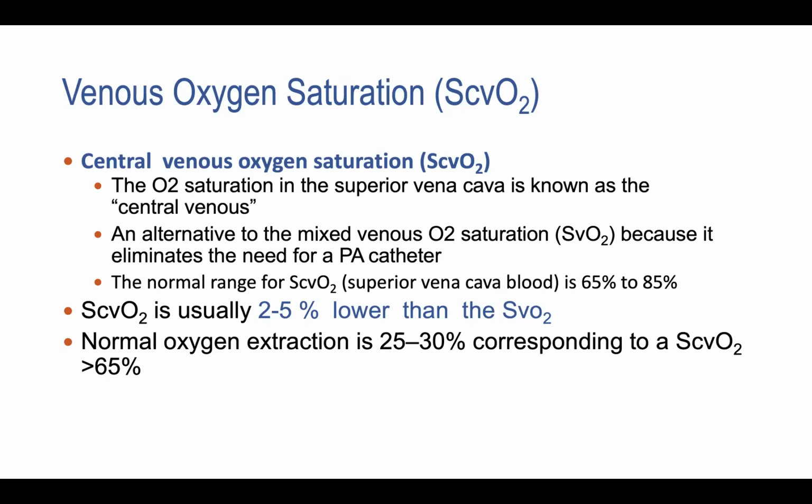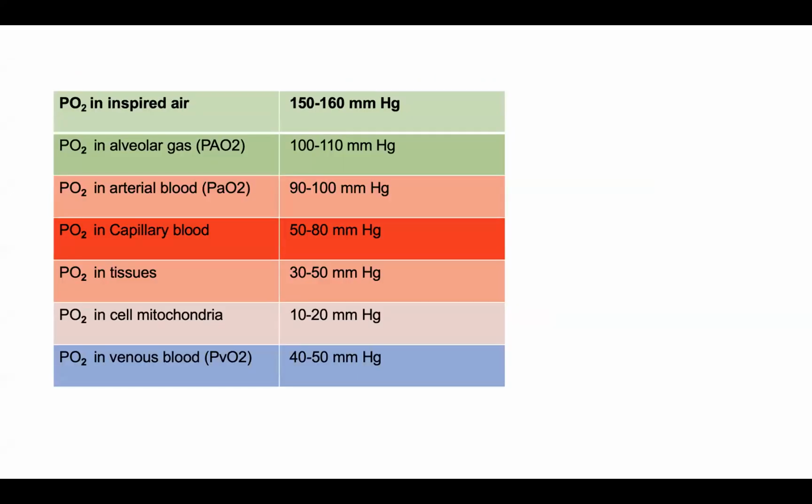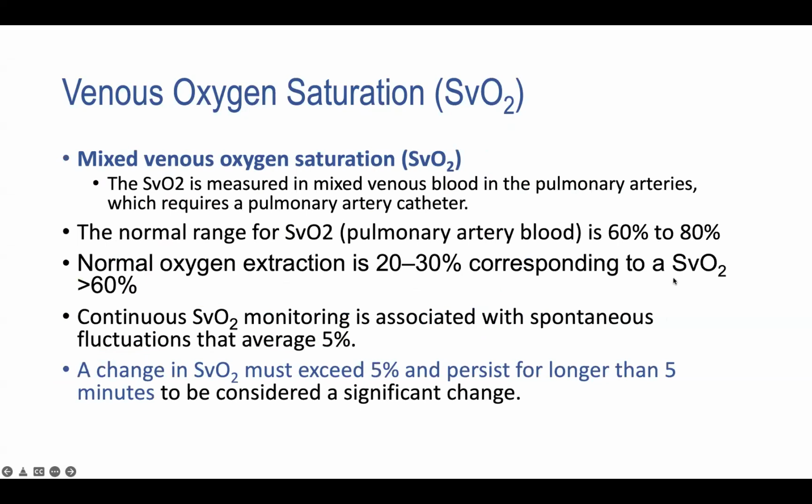So depending on your ScvO2 or your SvO2, the normal oxygen extraction is 25% to 30% versus the normal SvO2, which is typically going to be 60 to 80%. I'm sorry, 20 to 30%.